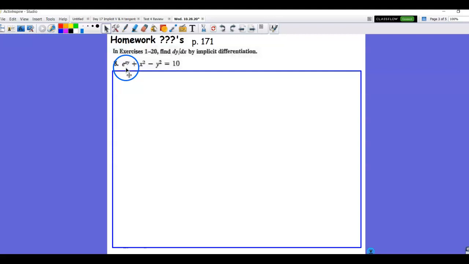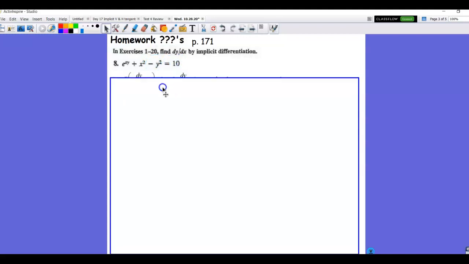x. So the first term, I notice I have e to a power, and the derivative of e to a power is e to the power times the derivative of the power. The second term is x squared, so that's in terms of x, so that's going to be easy. And the third term is in terms of y, and then a constant on the right-hand side. All right, so let's begin with the first term.